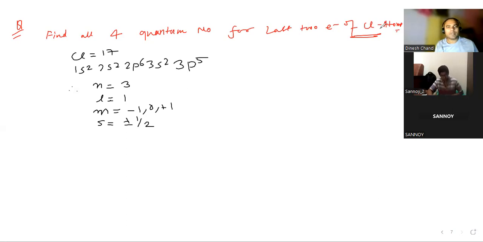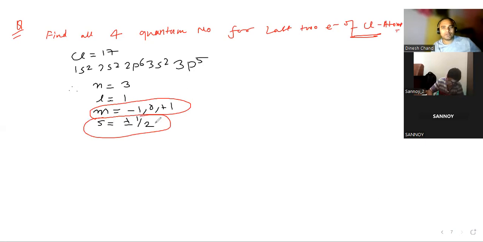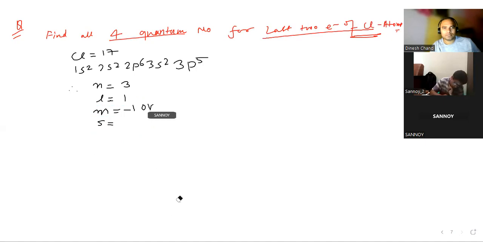Sir, done. So 2 electrons, you are calculating for 1 electron. For each electron, how many values of M are you writing? You need to write one value now. You are writing all the values. They did not ask that. Find all 4 quantum numbers for the last electron of the Cl atom. Sir, this should be -1 or 0 or 1. No. For each specific orbital, the lobes can be on the x-axis, y-axis or z-axis. There are 3 possibilities now.